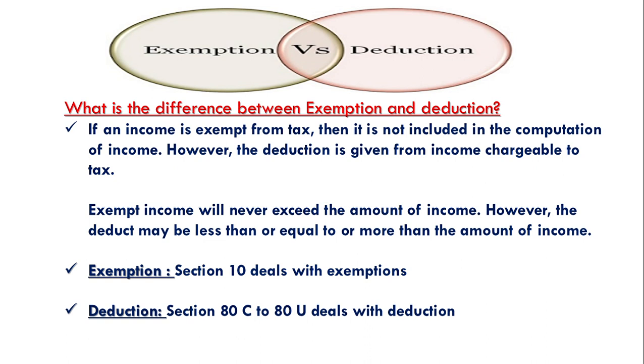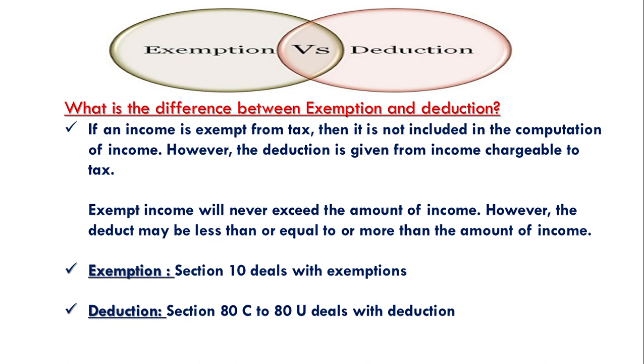Various section 10 clauses deal with exemptions. A simple example of exemption is the income we get from savings account interest: up to 10,000 it is exempt from income tax. So this is an example of exemption, whereas in deduction, sections 80C to 80U deal with deductions.